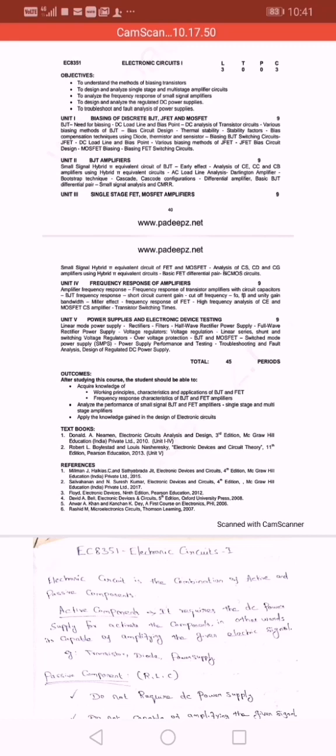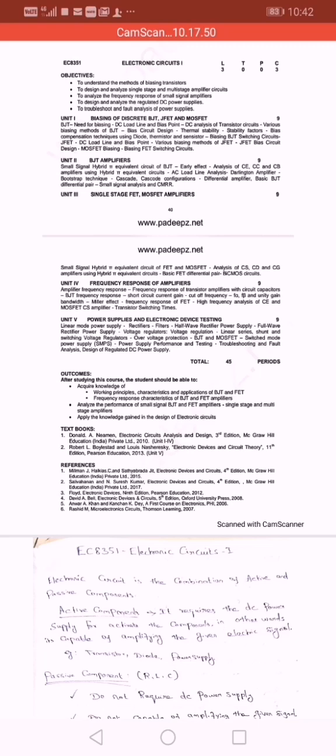So by using that capacitance, we have to identify and analyze how the amplifier works at low frequency as well as high frequency, and which capacitor depends on low frequency and high frequency. These are the topics we have to study in the fourth unit.